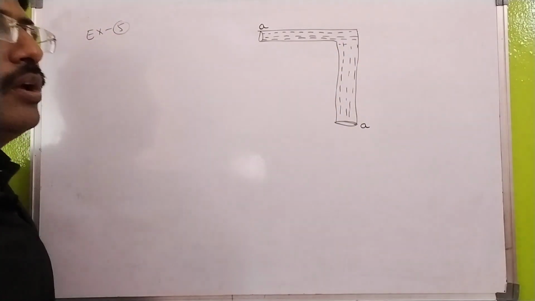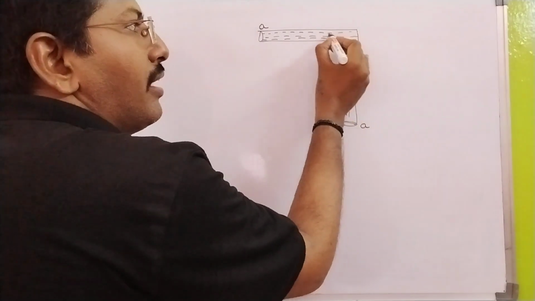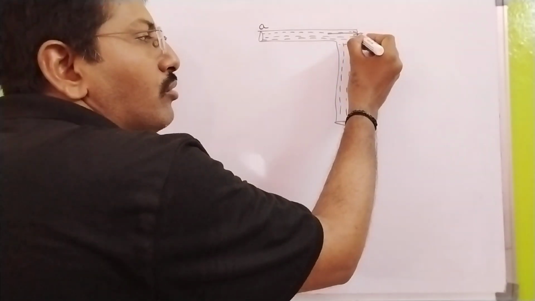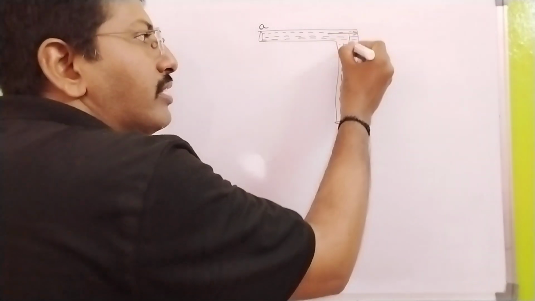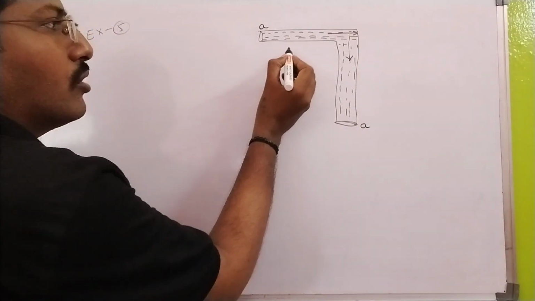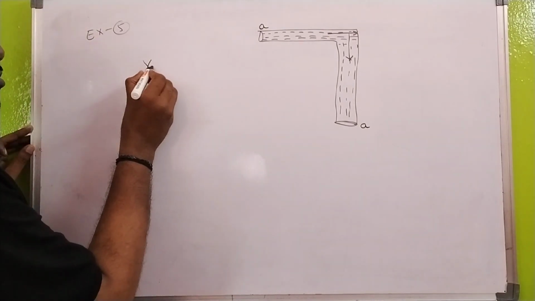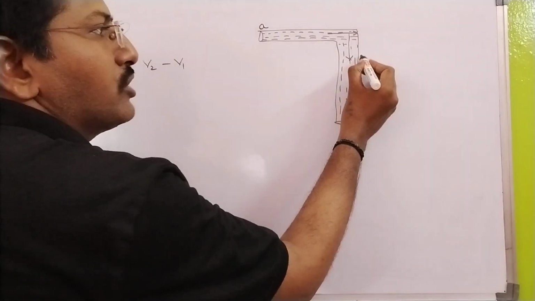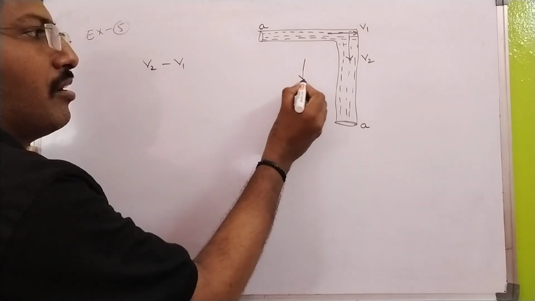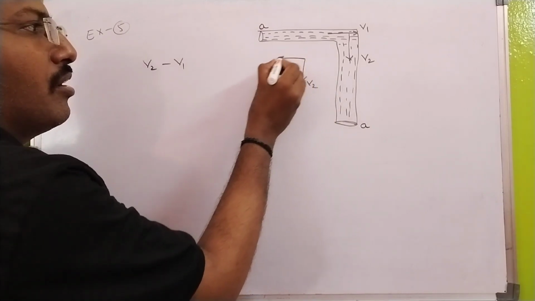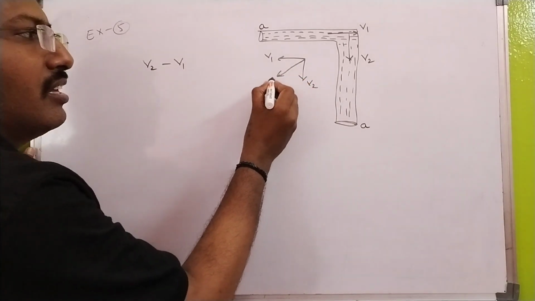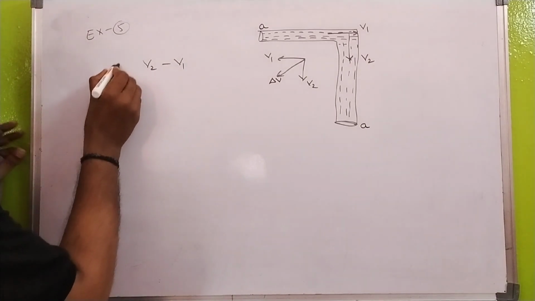See here in this situation, what happens when water strikes the surface of the tube? After it rebounds, the water is moving in this direction. So if you see here, how to write the change in velocity? That means V2 minus V1. In this situation, this is the V2 and this is the V1. The resultant is acting in this direction. This is the change in velocity.